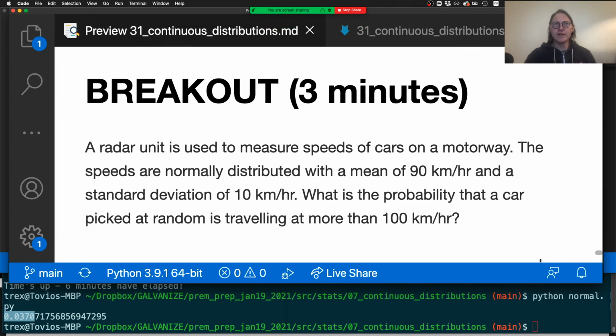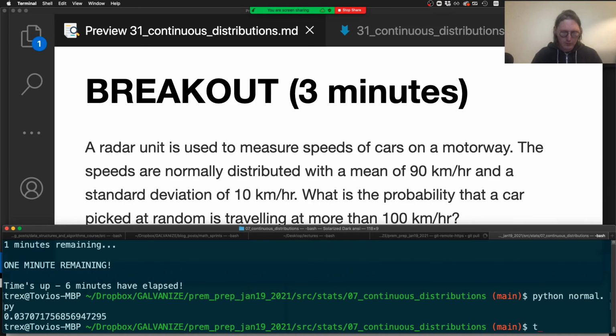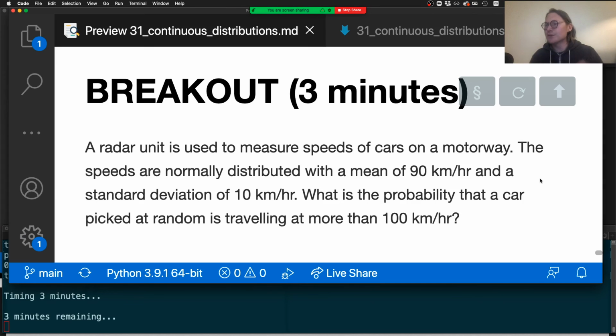A radar unit is used to measure speeds of cars on a motorway. The speeds are normally distributed with a mean of 90 kilometers per hour and a standard deviation of 10 kilometers per hour. What is the probability that a car picked at random is traveling at more than 100 kilometers per hour? So I'll put 3 minutes on the clock and see if you can solve that.